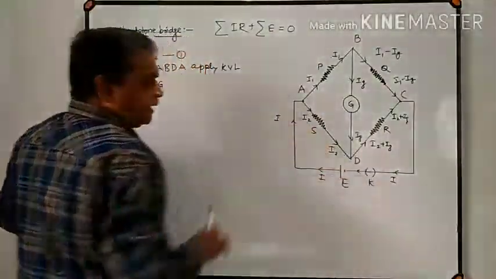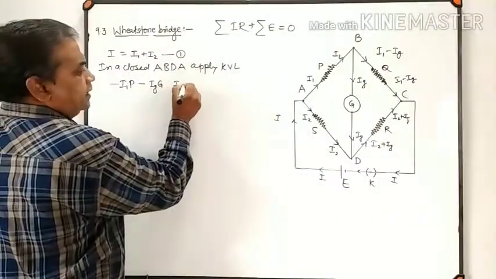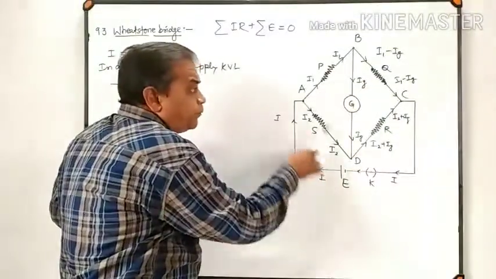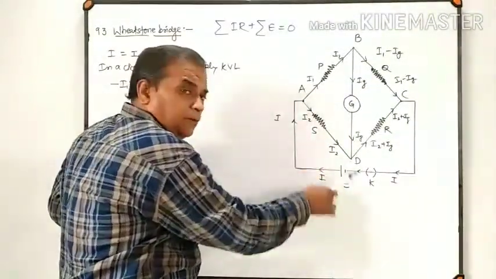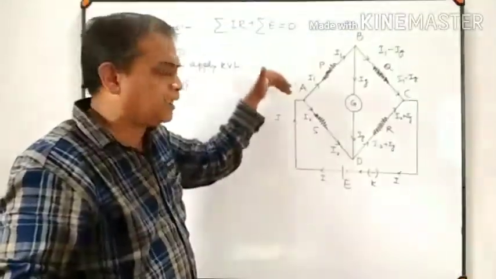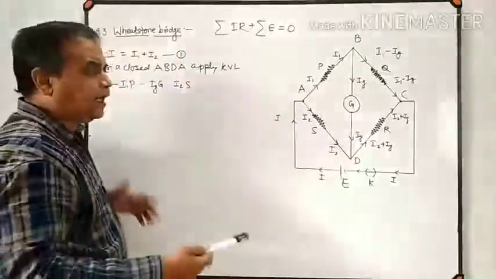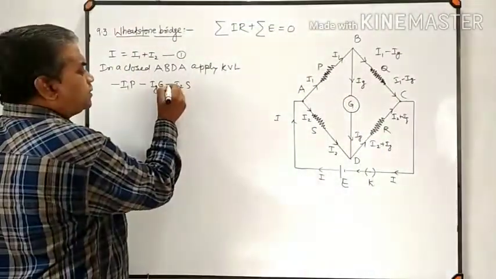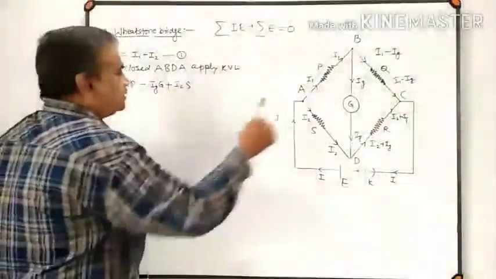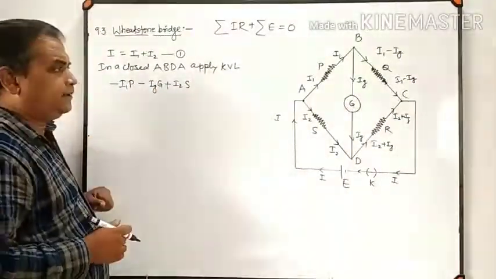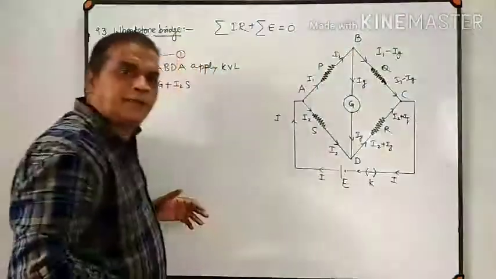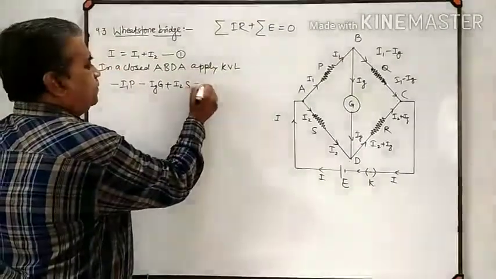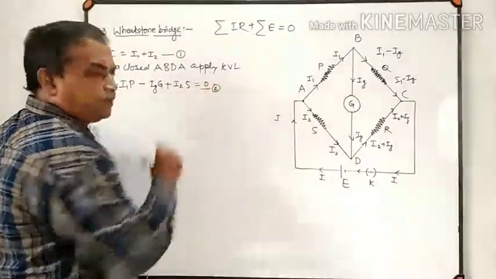Then move from D to A. Current is I2, resistance is S. But while tracing the circuit we are moving from D to A, whereas current is flowing from A to D. This means the conventional current is flowing in a direction opposite to the direction in which we are tracing the circuit. Therefore, the product of current and resistance for this branch is taken with a positive sign. Now, is there any source of EMF? No. So there is no EMF term, and this is equal to 0. So this is equation number 2.